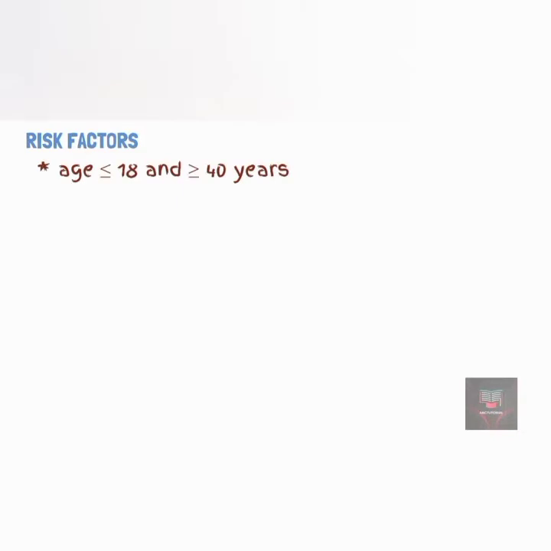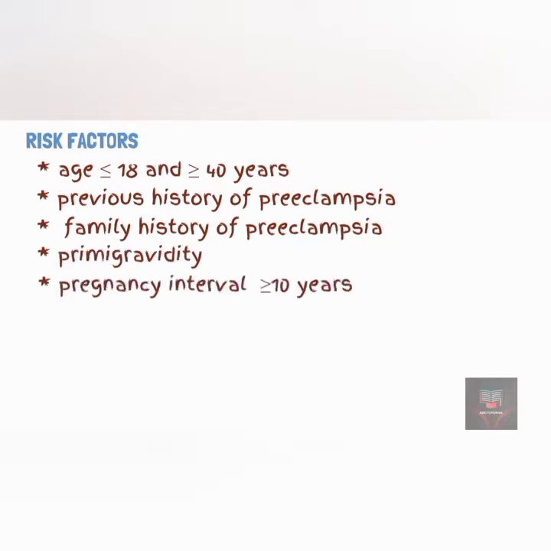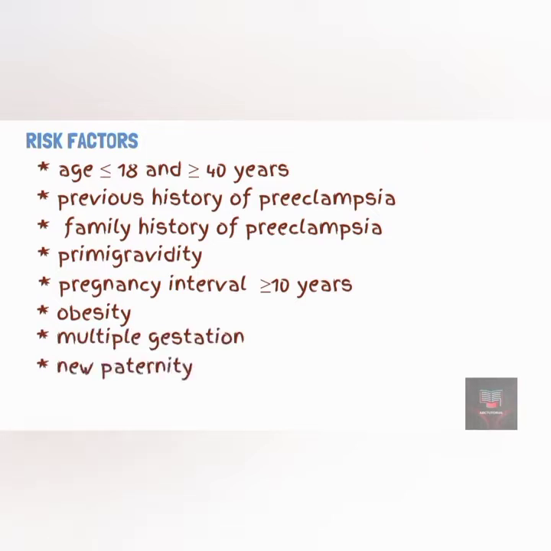less than or equal to 18 years of age, and also greater than or equal to 40 years of age. The risk of preeclampsia is also higher in women with previous history of preeclampsia and in women with family history of preeclampsia. Preeclampsia is also more common in women who are pregnant for the first time, also known as primigravidity, and when the pregnancy interval is greater than or equal to 10 years. The risk factor is also increased in people with obesity, people with multiple gestation, and also in women who have had children but are now pregnant for a new partner, that is, new paternity factor.